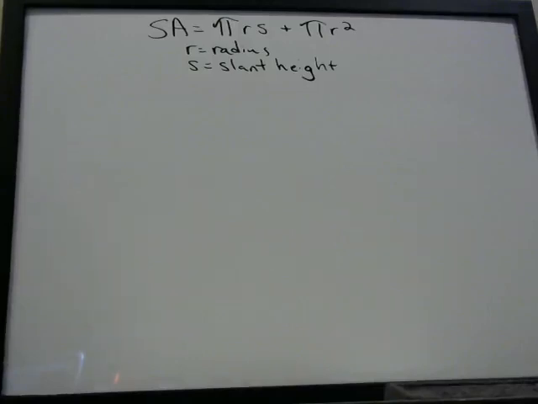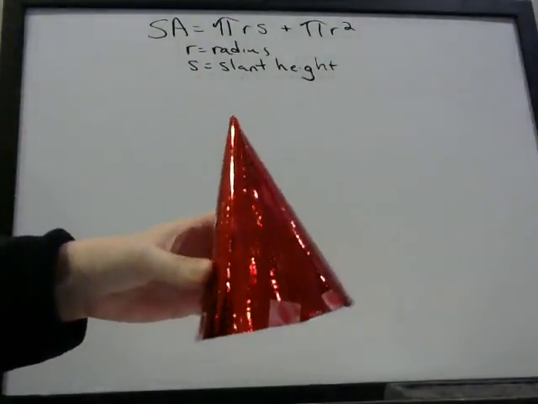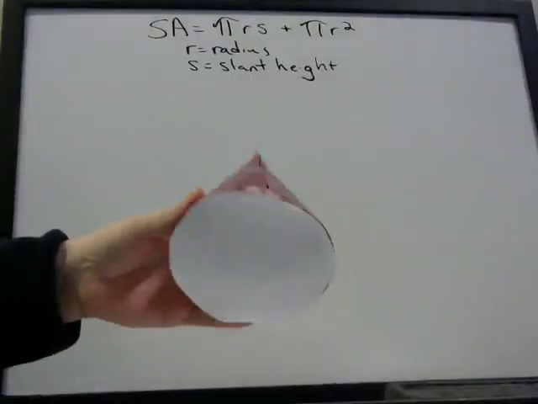We're going to learn how to find the surface area of a cone. And so what's a cone? You can think of an ice cream cone, like a sugar cone. This is a party hat, and so it has a cone shape.